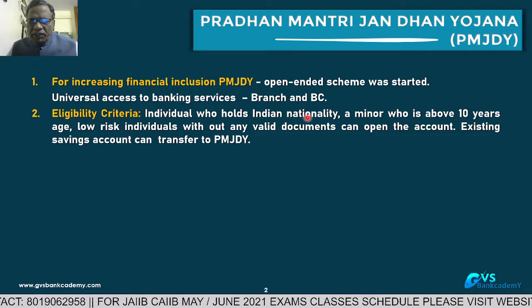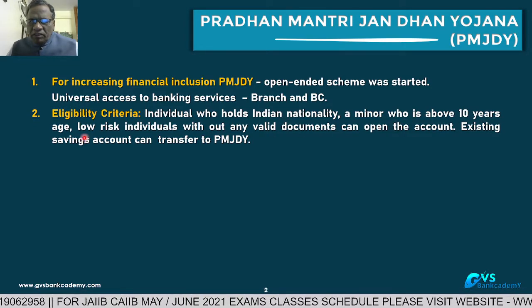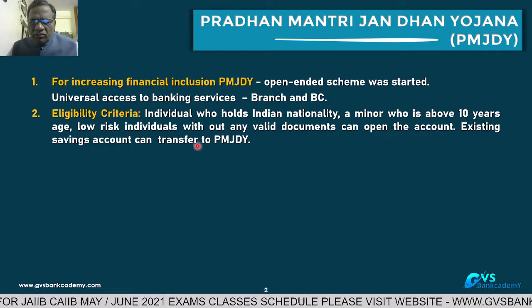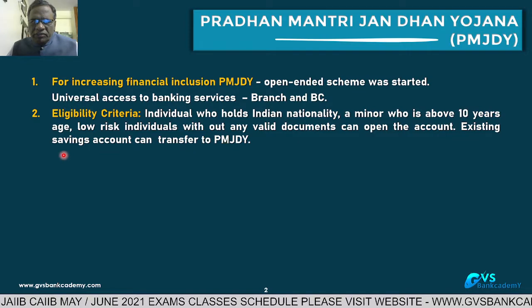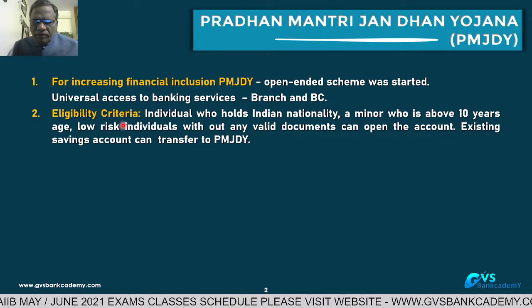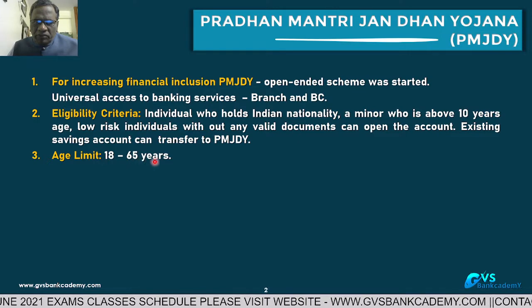Now the second point, eligibility criteria. Individuals who hold Indian nationality, a minor who is above 10 years of age, and low risk customers with valid documents can open the account. Existing savings accounts can also be converted to PMJDY. For getting an OD from the bank, the age limit of the customer is a minimum of 18 and up to 65 years.